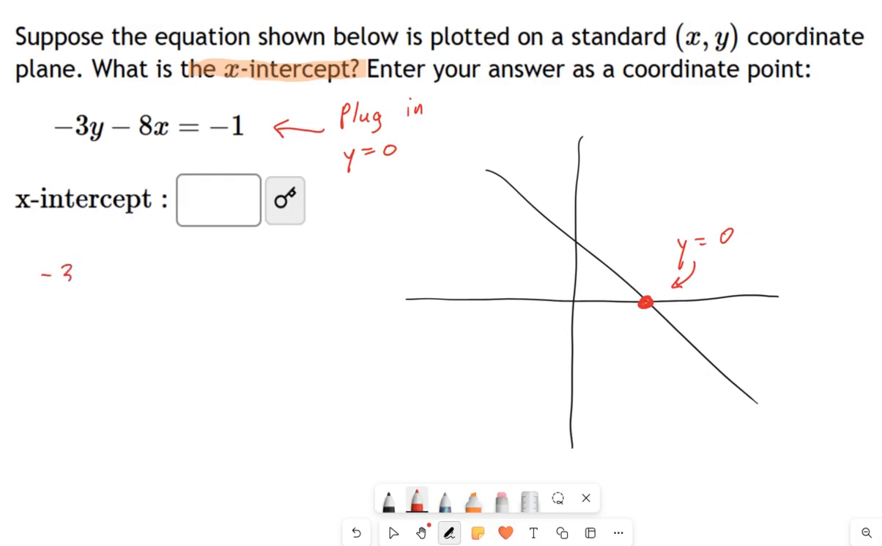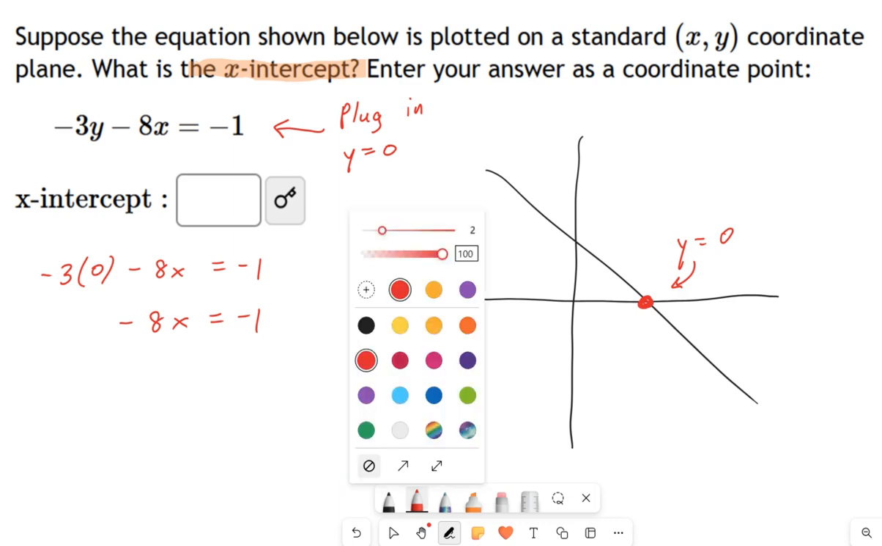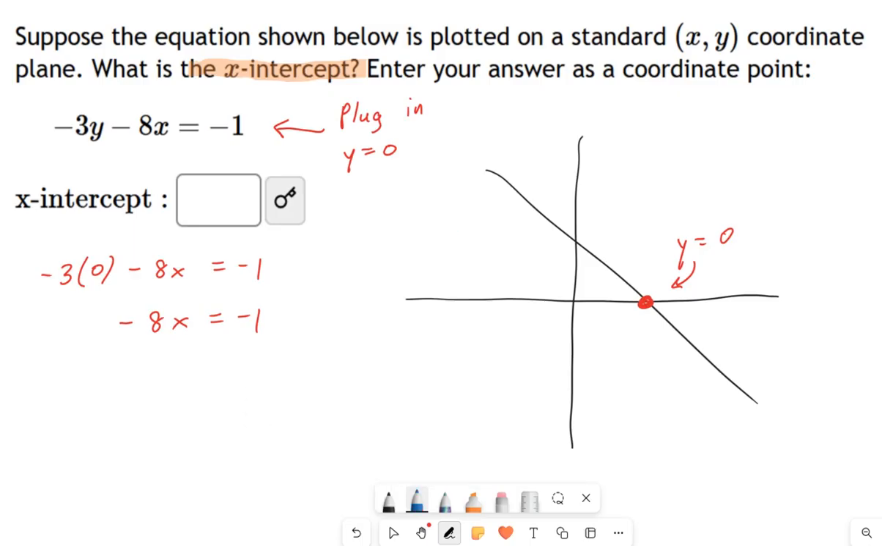We just take that equation and say, okay, negative 3 times y equals 0 minus 8x equals negative 1. Well, let's keep working on this. Negative 3 times 0, that's just 0. So we can cross that out and ignore it. So we have negative 8x equals negative 1. And how do we get x by itself? Well, you just have to clear away whatever's making it not by itself. So in this case, that's going to be the negative 8.